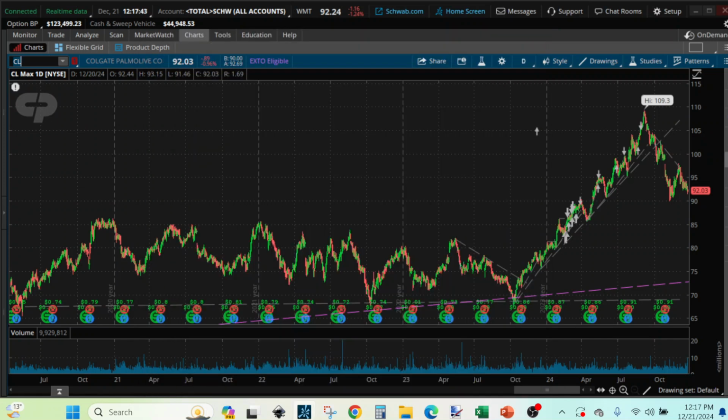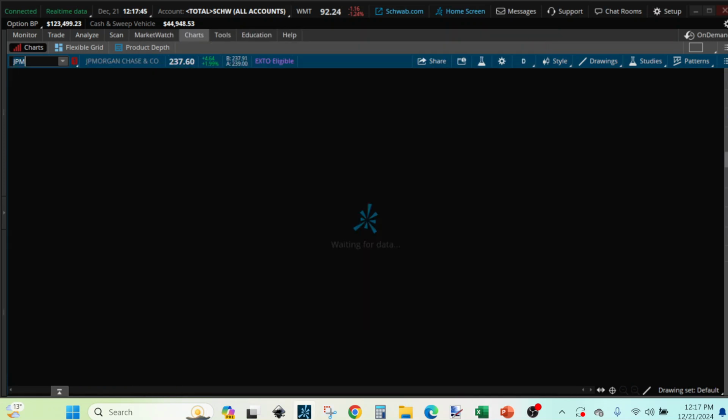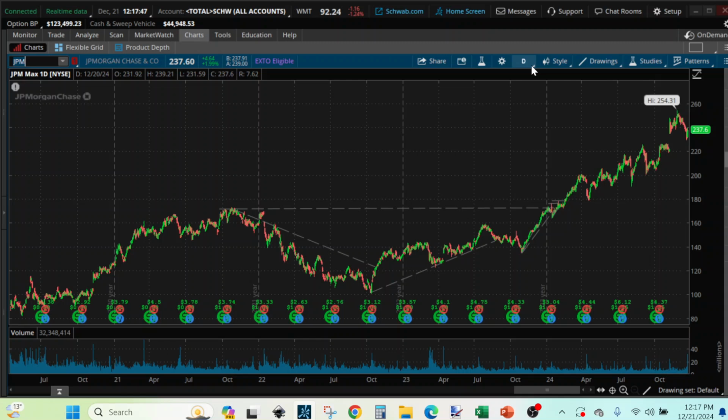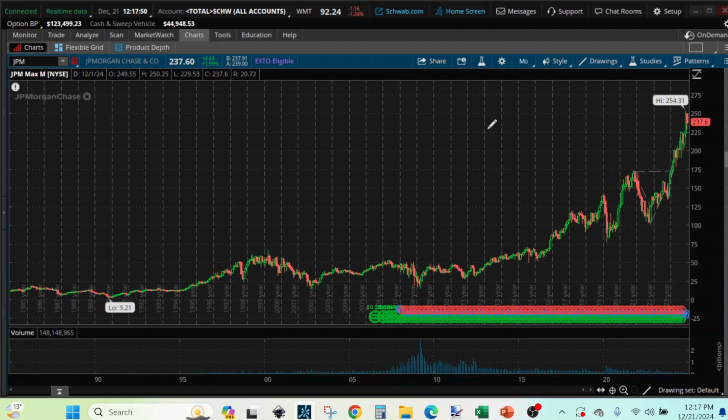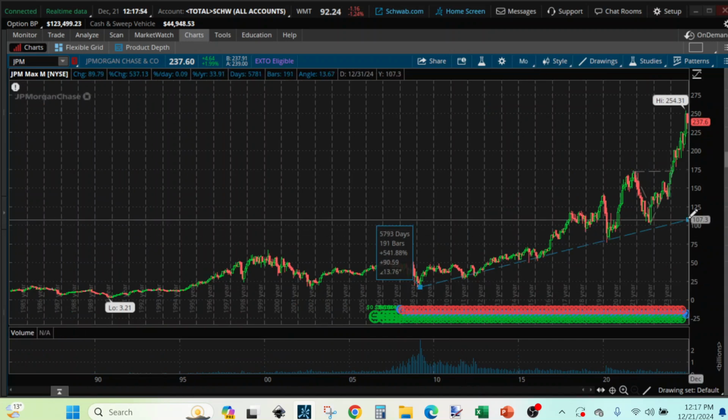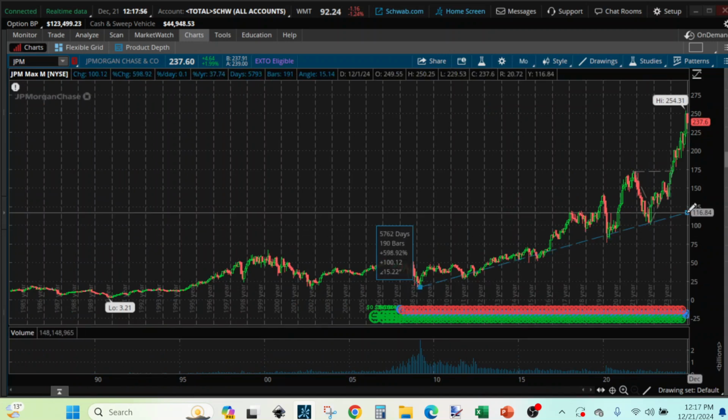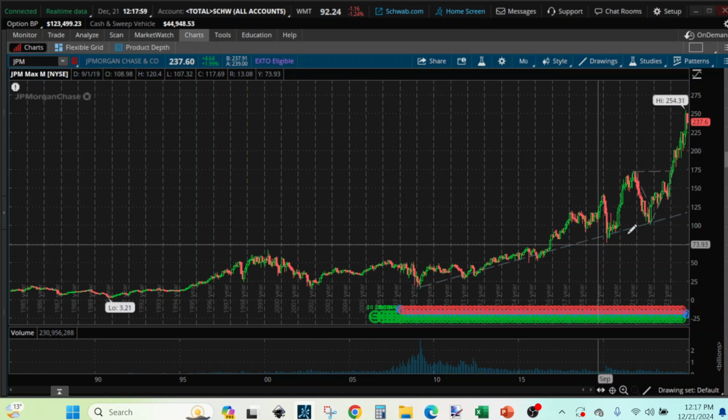JPM. So we'll go to maximum monthly chart. Let's see. Oh, I don't like to go through those lows like that.